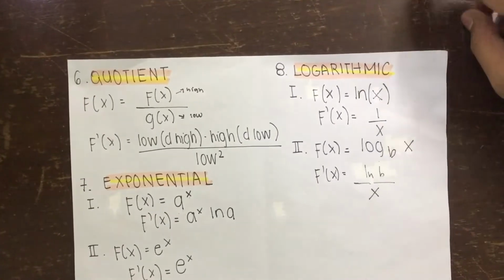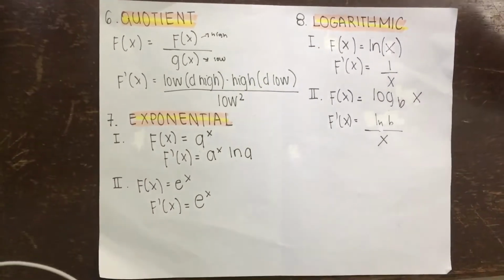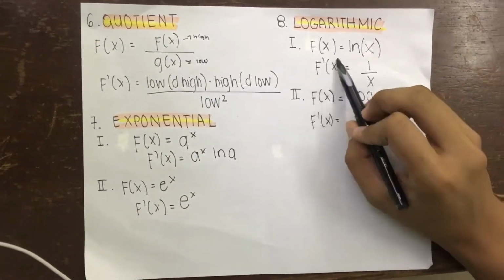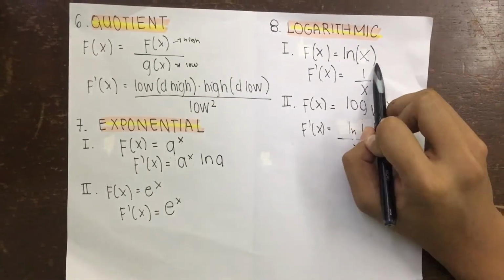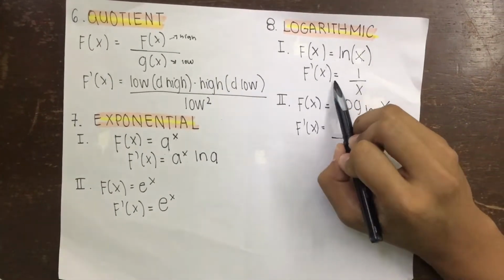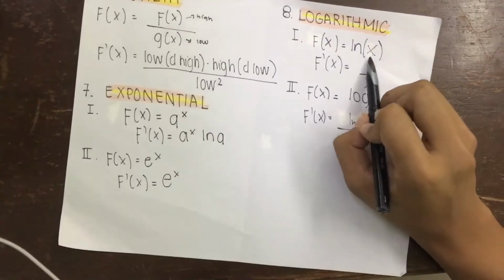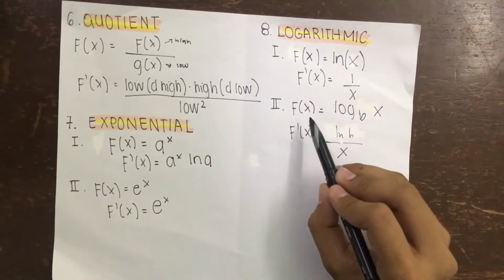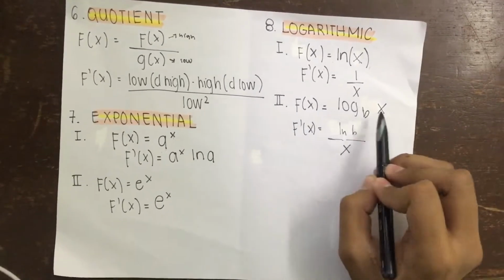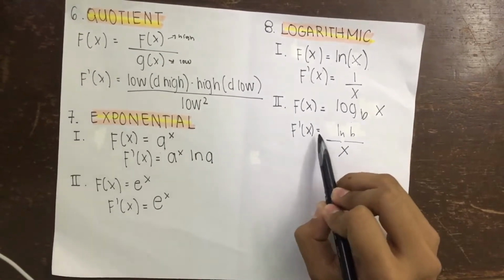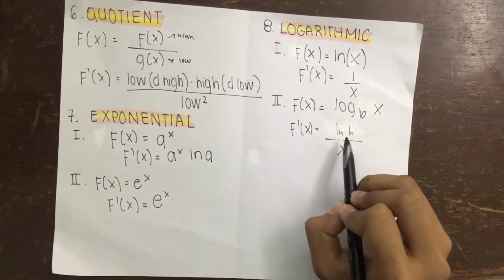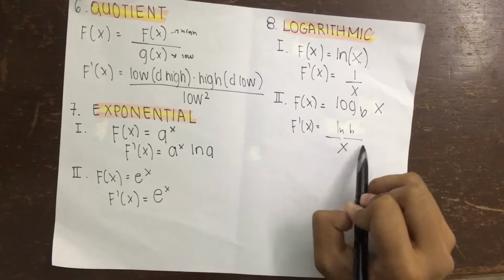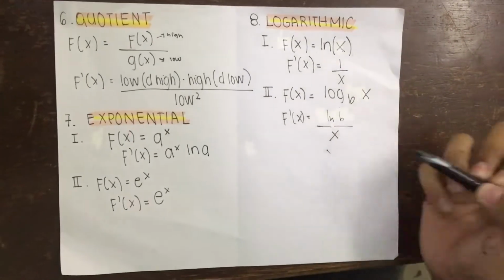The next rule is the logarithmic rule. We also have 2 conditions here. If f of x is equal to ln of x, our f prime of x is equal to 1 over the value of x here. The second condition is if f of x is equal to log of x base b, then f prime of x is equal to 1 over ln of b times x. So let us give you an example.